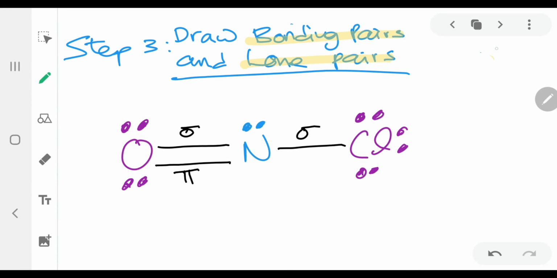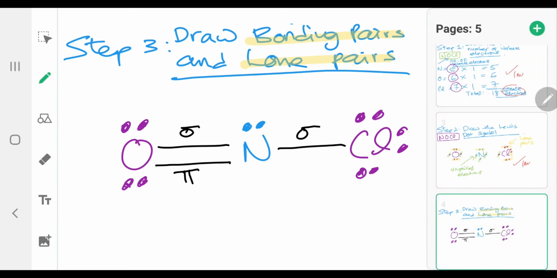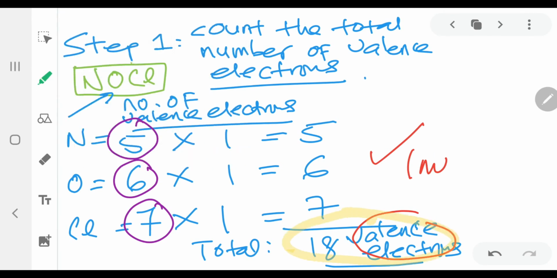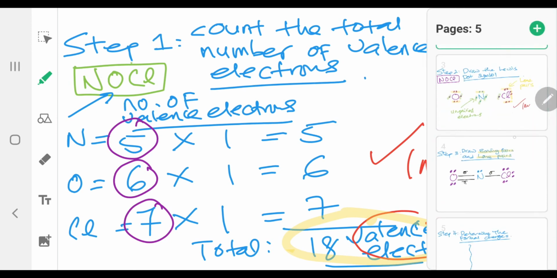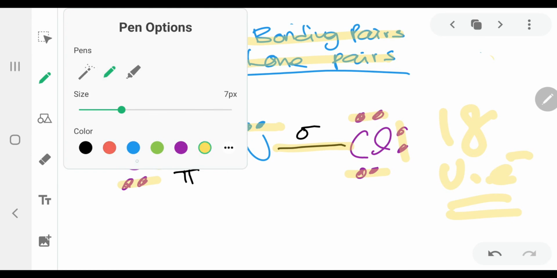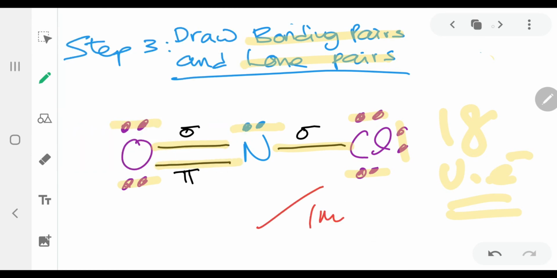Okay, so you can double check. We go back to the slide over here. You can see that we have identified there will be 18 valence electrons involved in the formation of this Lewis structure. So we can double check. Do we have 18? We have 1, 2, 3, 4, 5, 6, 7, 8, 9, 10, 11, 12, 13, 14, 15, 16, 17, 18. So you have 18 valence electrons. Hence, this is correct.